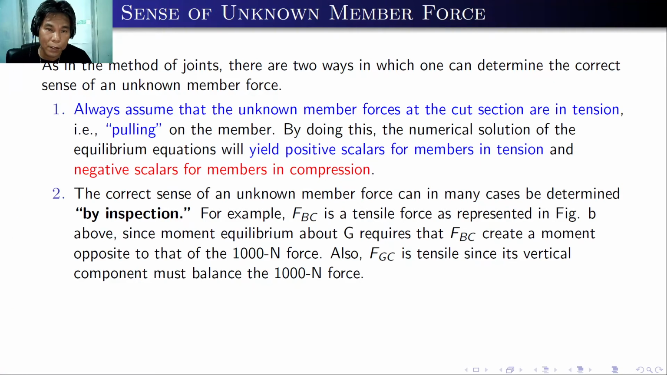For the correct sense of an unknown member force, as in the method of joints, there are two ways in which one can determine it. The first method is to always assume that the unknown member forces at the cut section are in tension, that is, pulling on the member. By doing this, the numerical solution of the equilibrium equations will yield positive scalars for members in tension and negative scalars for members in compression.